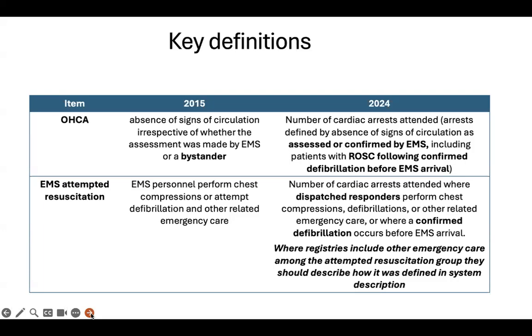So first of all, there were some definitions that had changed slightly. So first of all, what is an out-of-hospital cardiac arrest? And obviously, it's defined by absence of signs of circulation, as assessed or confirmed by EMS. So this is not just a bystander saying that someone they think's had a cardiac arrest, but by the time EMS gets there, they're wide awake. The only occasion where that would be the case would be if the patient was awake following confirmed defibrillation. So they'd actually had a shock delivered by an AED before the EMS arrived.